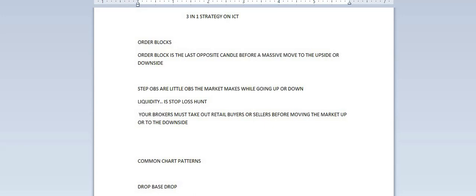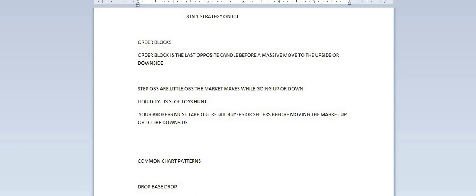Because one thing you should understand now is that Deriv is making the market more volatile and more difficult. They are taking out liquidity every day. So you need to be on top of your game. So we'll be throwing light into that today.